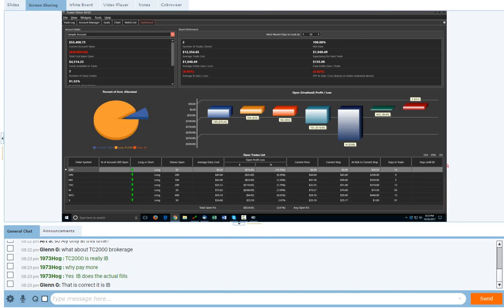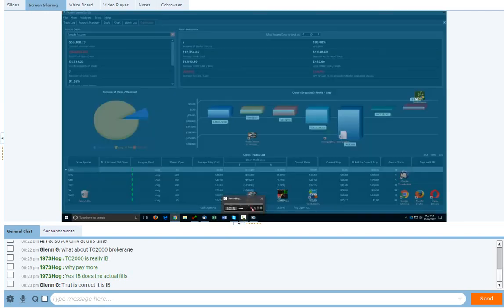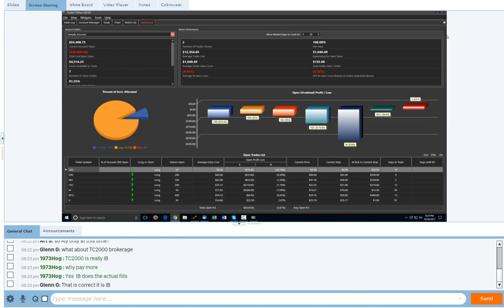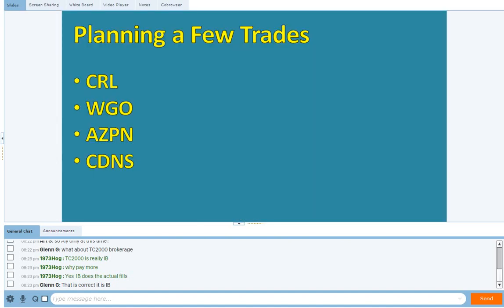Okay, so with that out of the way for now, let's take a look at where we're at here. Let's plan a few trades. I just picked out a few tonight, and you can look at them and figure out whether they fit for you and your particular type of trading. I think all of them tonight are trending stocks that have done some sort of consolidation or breakout.